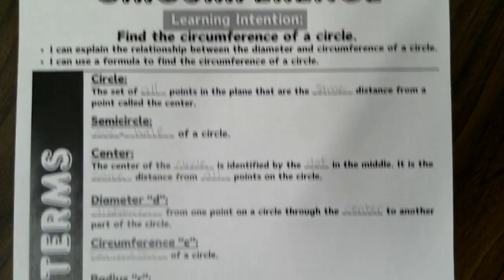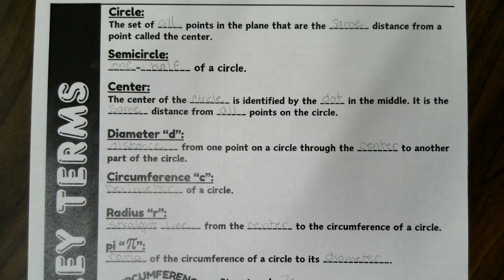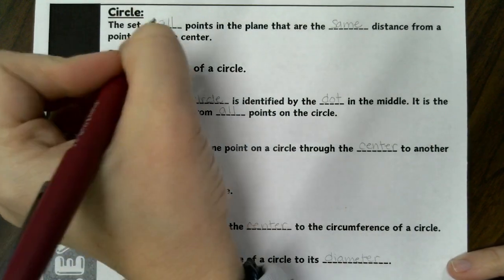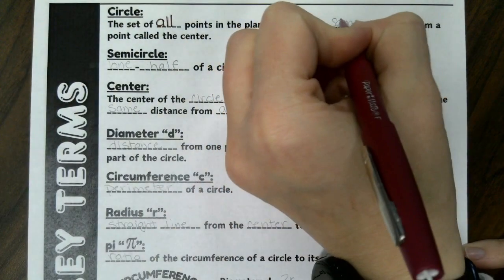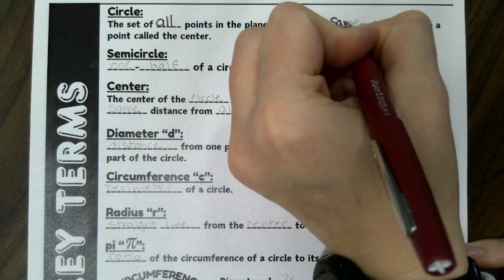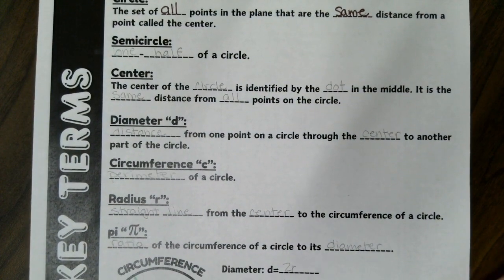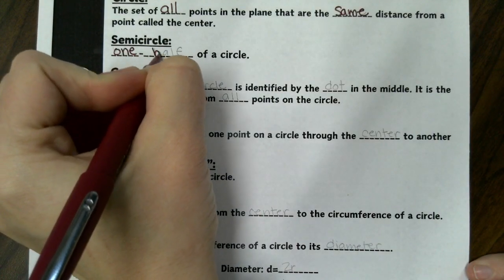So I have some key terms up here for you. And these are things that you have definitely seen in 6th grade, but we're going to cover them anyway, just to make sure you know what they are before we get started. So the first one is circle. Circle is the set of all points in the plane that are the same distance from a point called the center. Okay, and then semicircle is 1/2 of a circle.